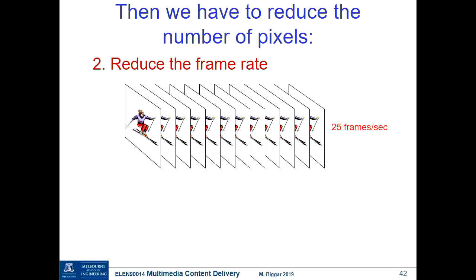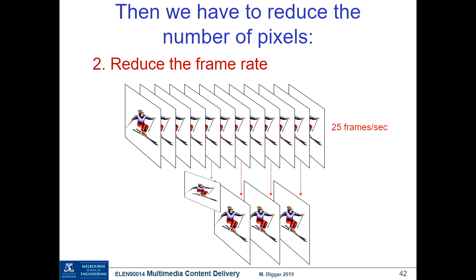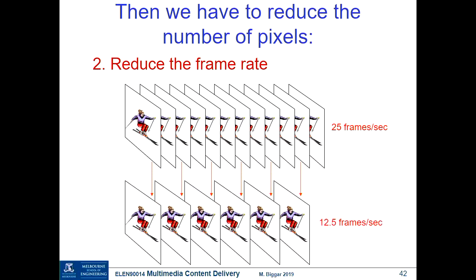Or if we're still running out of bits, we could also drop the frame rate. So instead of 25 frames per second, maybe we drop every second one, and we reduce it to 12.5 frames per second. Of course, the overall quality will not be as good. It'll be a little bit more jerky, particularly if there's a lot of action or change in the video. But the quality of each individual frame will be a lot better than if we have to encode twice as many.